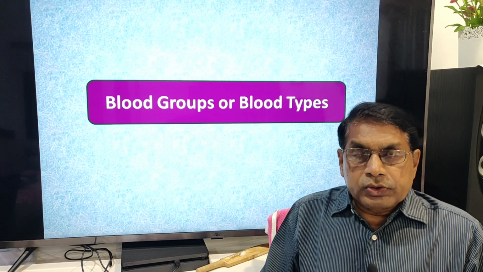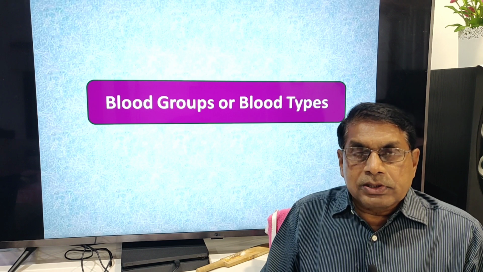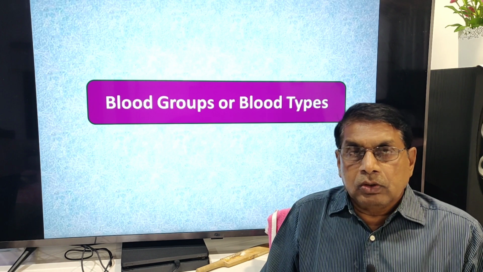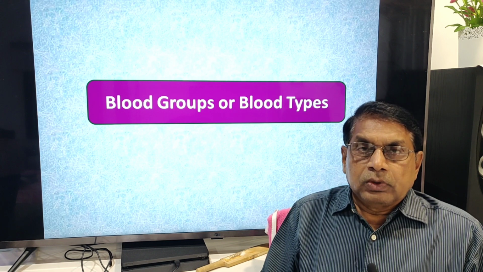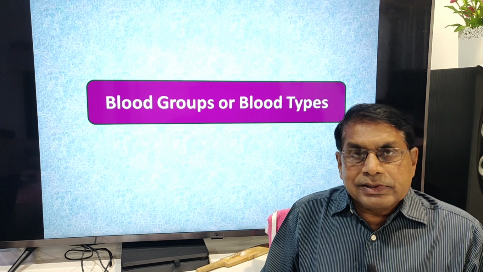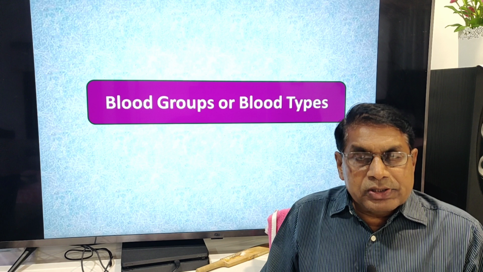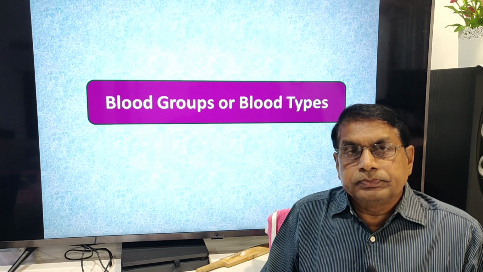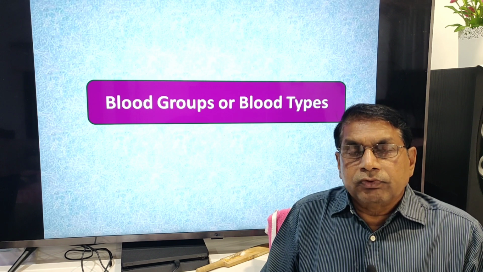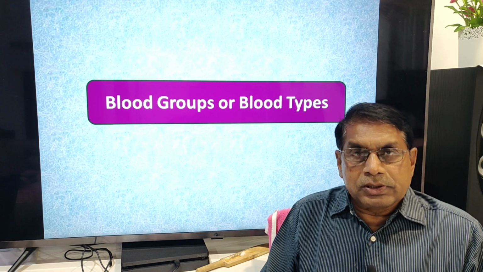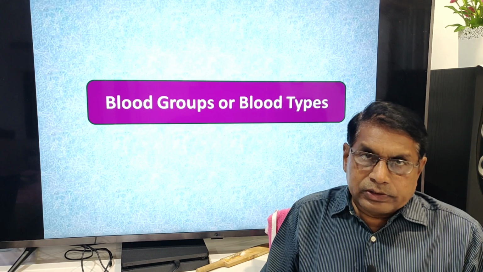The main constituents of the blood are blood cells or blood corpuscles and plasma. Plasma is the matrix, a liquid part, whereas the blood corpuscles are three types. Red blood cells, RBC or erythrocytes; WBC or leukocytes, white blood cells, white blood corpuscles; and the third type, thrombocytes or platelets.